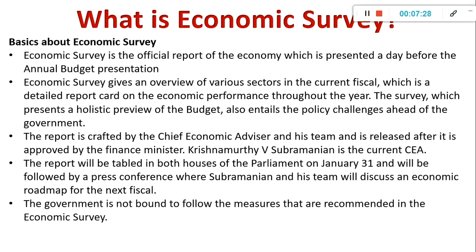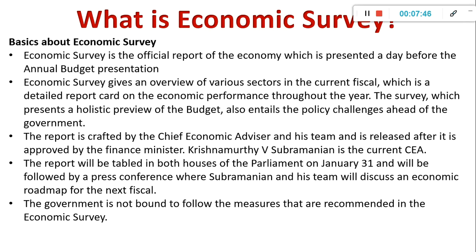This happens. Then the government is not bound to follow the measures that are recommended in the economic survey. So this is one important thing. It's not like they will tell something and immediately the finance minister will do this. Anyway, these are all part of the same ministry only. It's not like the Chief Economic Advisor has a different wavelength of thinking and Finance Minister Nirmala Sitharaman has a different way. They all are working together only.